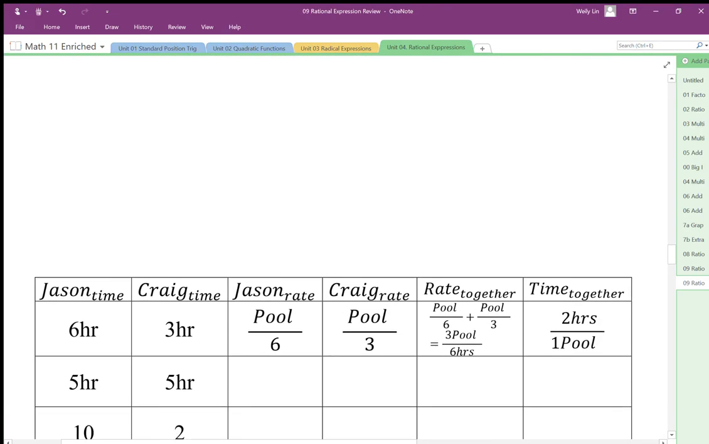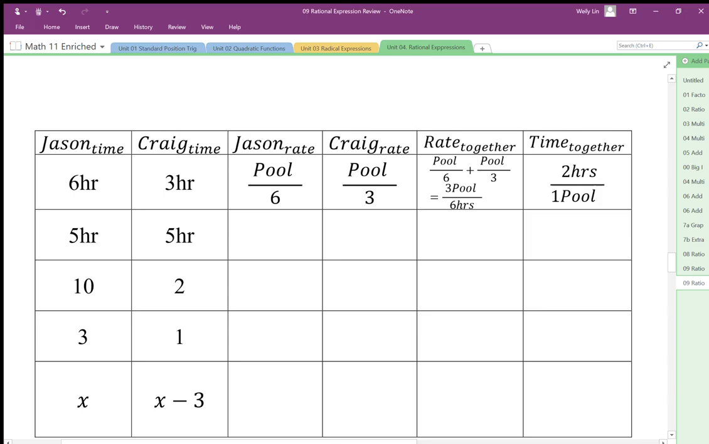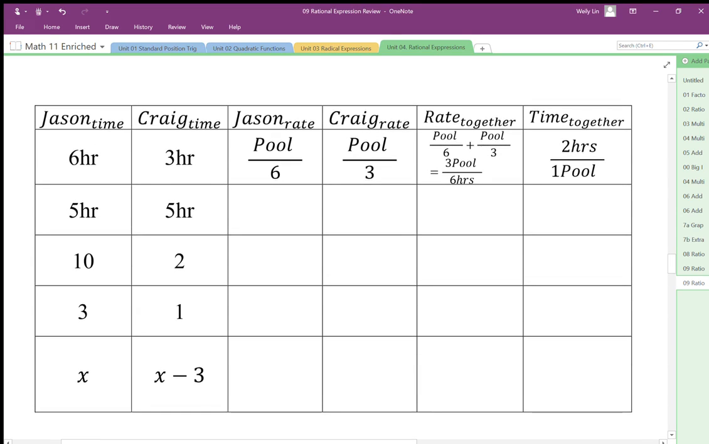So I've made a little chart here. We have Jason's time, Craig's time, and we can show it this way. Let's do it with an example where it would be quite easy. If one person can fill it in 5 hours, and another person can fill an exact same amount, so they're both working at the same rate, it should take half the time to fill the pool. It should only take 2.5 hours. And it would look like this.